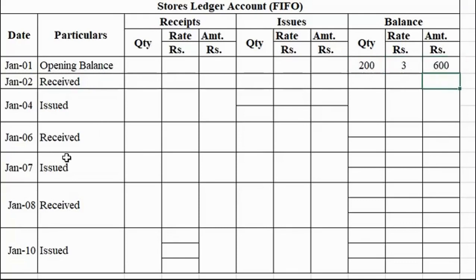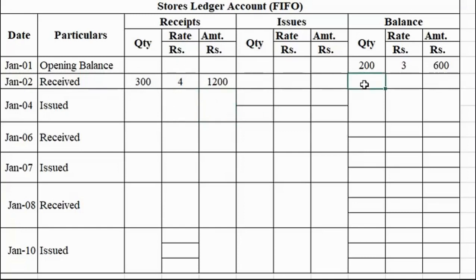On January 2nd, you have received goods of 300 units, at 4 rupees per unit. So I'll take it in the receipt column since we have received the goods. 300 units, rate 4. So 300 into 4, how much will you get? The total amount of 1200 rupees. So 300 into 4, that is quantity into rate, you will get the total amount.